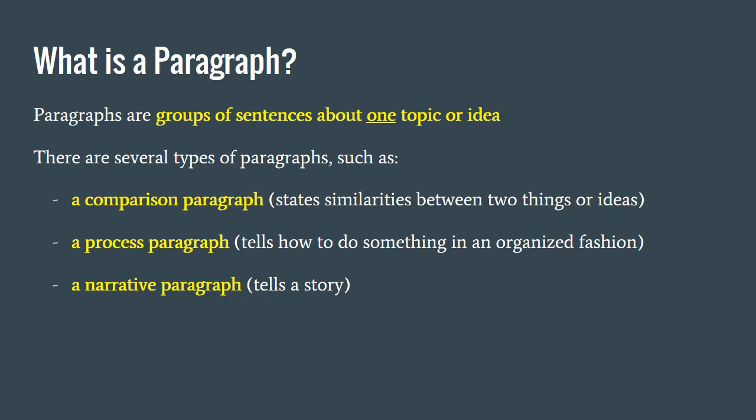Comparison paragraphs would just state the similarities between two things or ideas. A process paragraph tells you how to do something in an organized fashion. So if I wanted to tell someone how to make eggs, I would write a paragraph about how to make eggs. I would say this paragraph will tell you how to make eggs in 3 easy steps. A narrative paragraph tells a story.